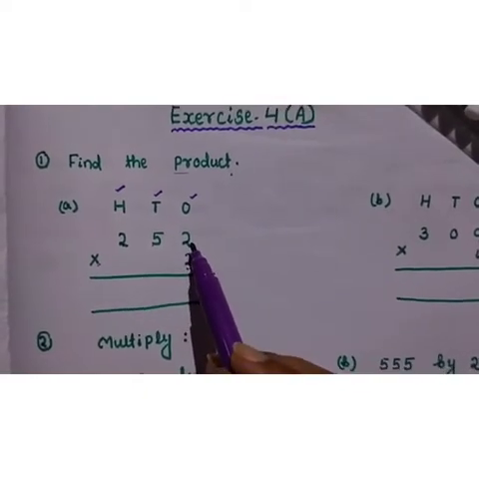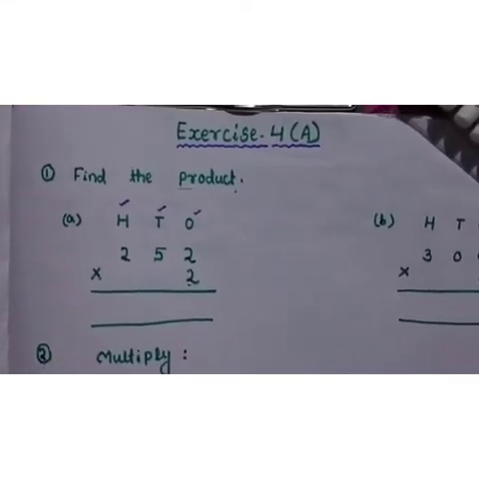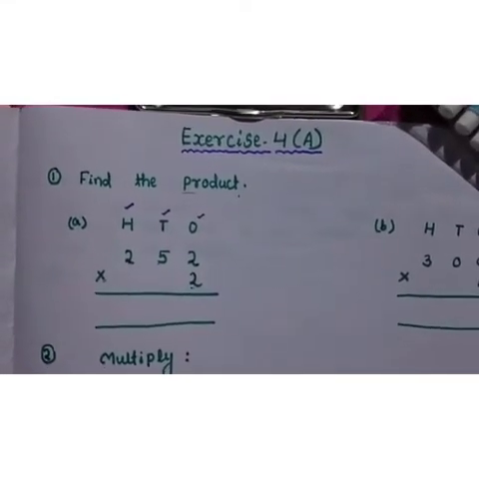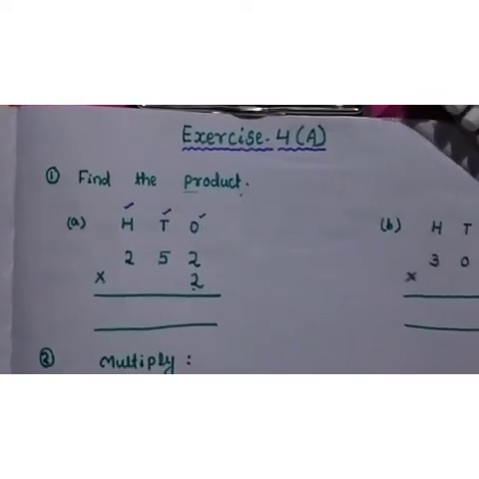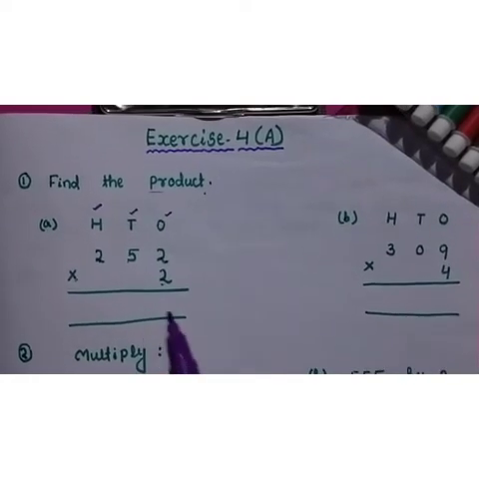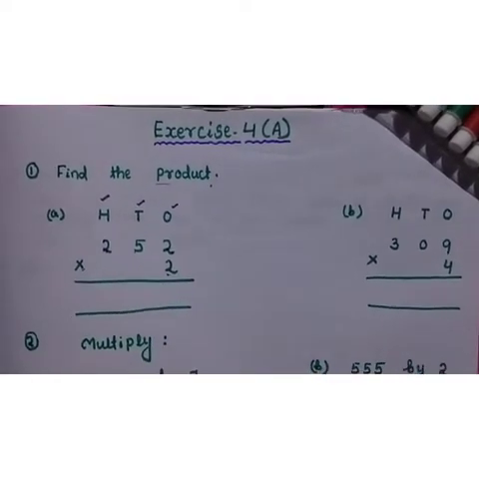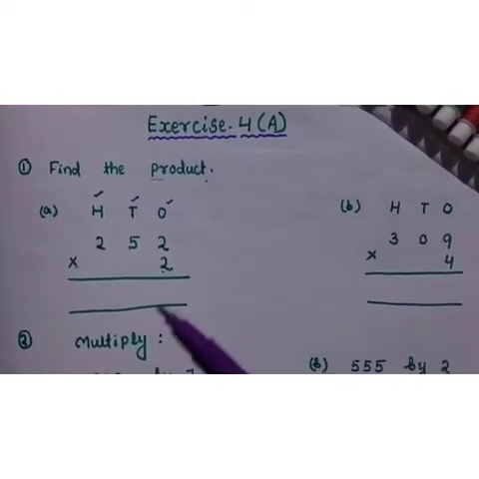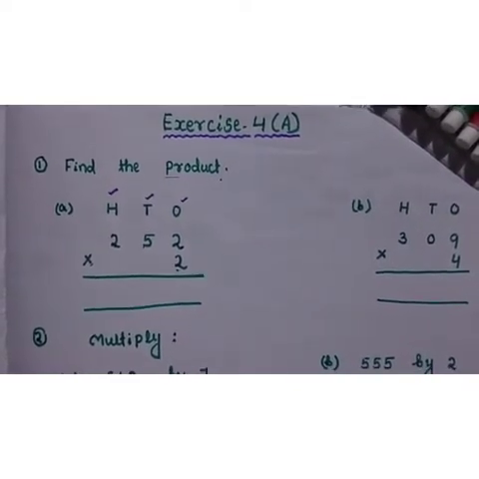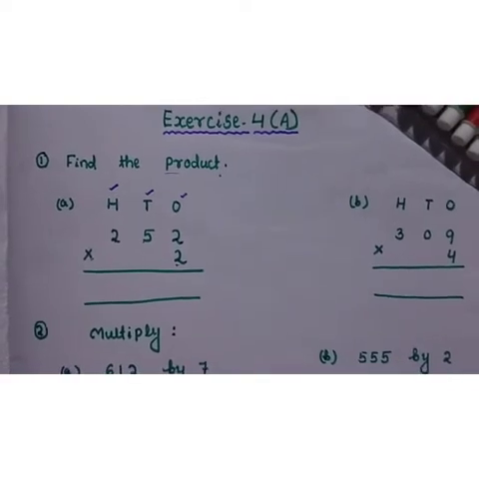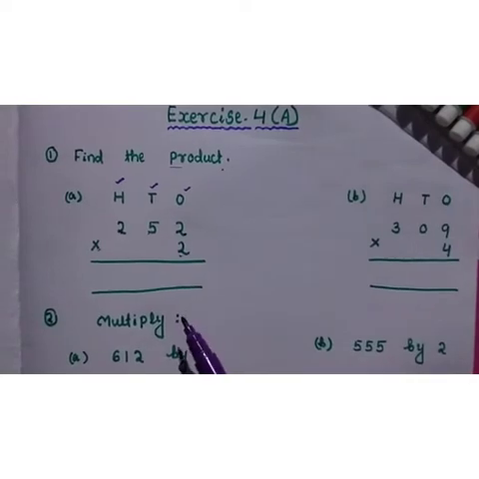Remember students what I told you in your previous class, before doing the multiplication you must learn the table. And remember, if you don't learn the table, then you cannot find out the product. That means you cannot multiply the numbers, right? So you learn the table from 2 to 15 minimum, right? And you have sufficient time to learn the table.